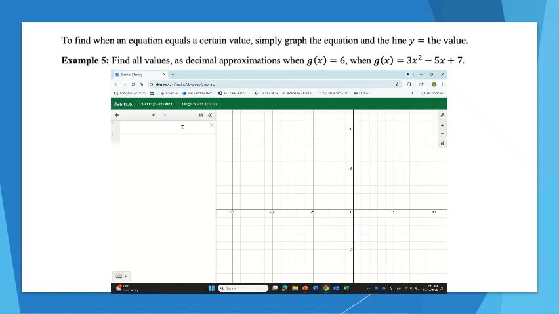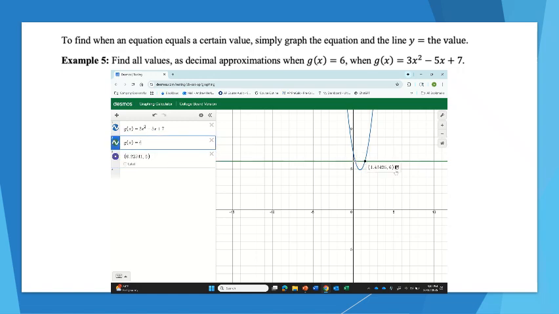All right, so when we want to find when an equation equals a certain value, we want to do two things. The first thing we want to do is graph the equation. So for example 5, when g of x equals 3x squared minus 5x plus 7, and we want to see where g of x equals 6, we are going to just graph another line, g of x equals 6, and then find the x coordinates of our intersection points. So our two x coordinates here should be 0.232 and 1.434, and those two x values should be our answer there.